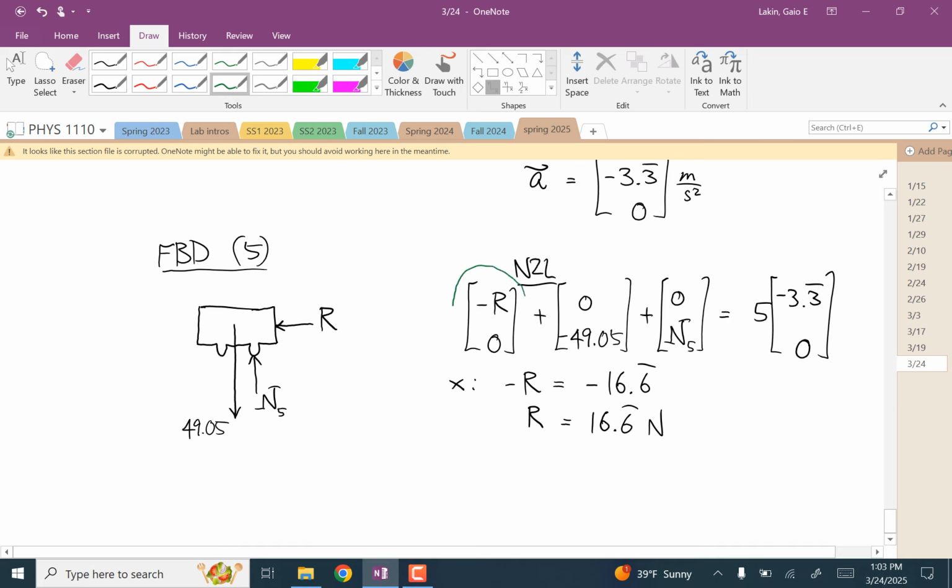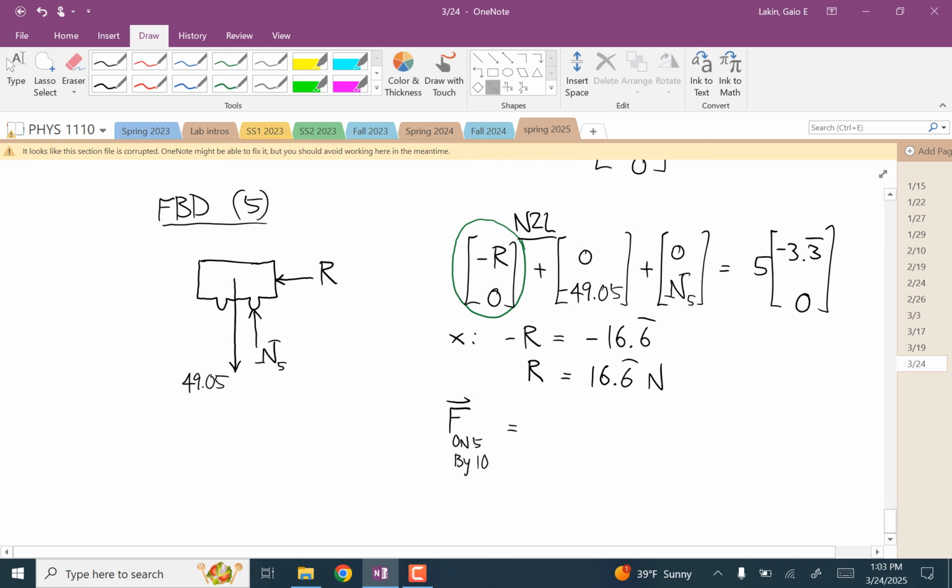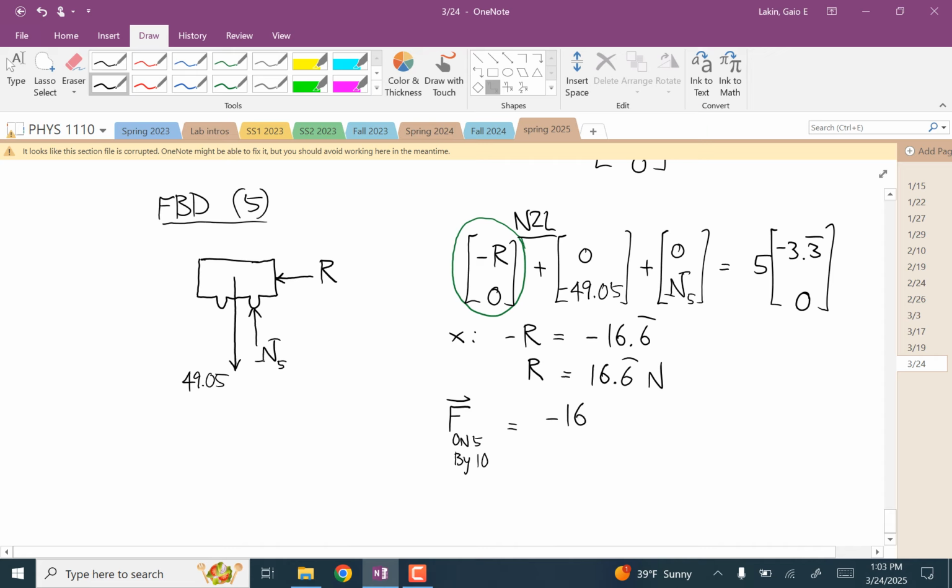This is the force vector we want. We just had to figure out what the value of R was. So now we can plug this value into that vector, and we get that the force on the 5 by the 10 is equal to negative 16.6 repeating, 0. Or another way you can write it is that's in the negative x direction, so it's going this way with a magnitude of 16.6 repeating.